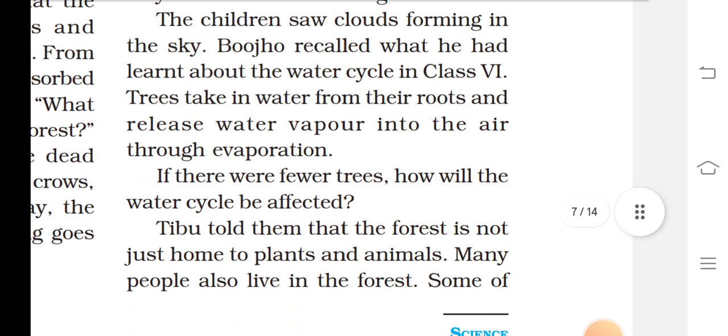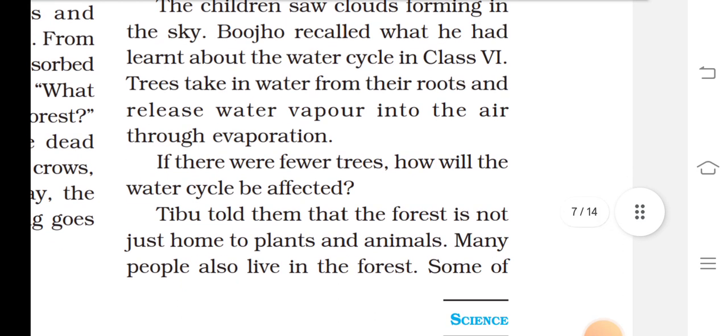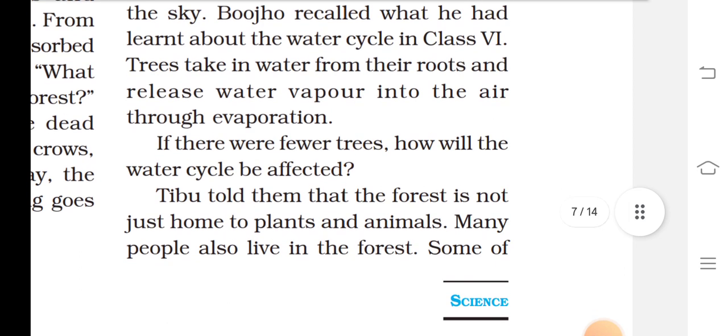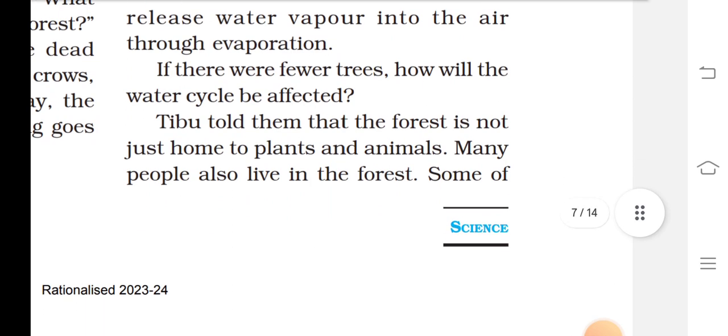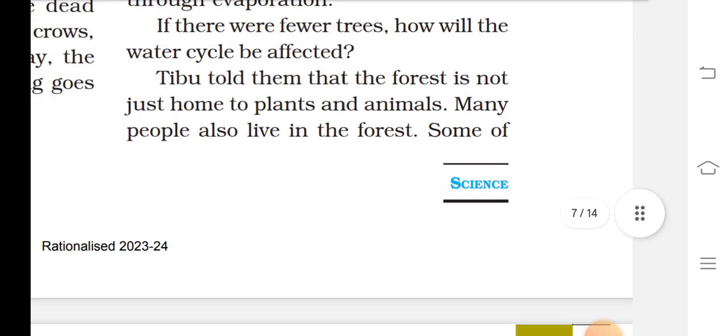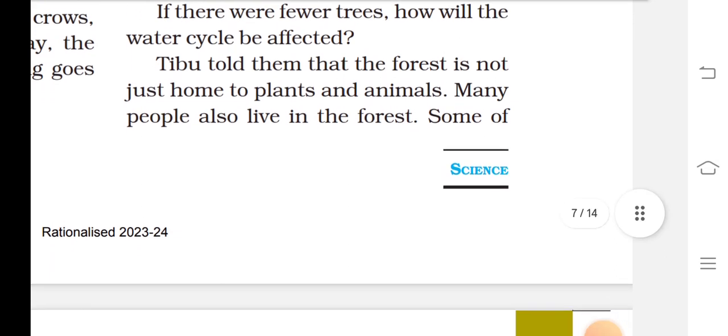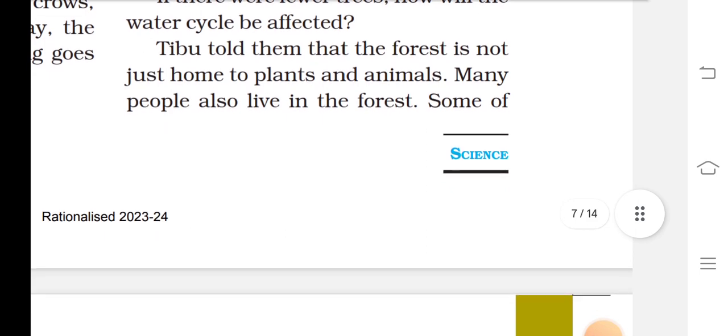The children saw clouds forming in the sky. Bujo recalled what he had learned about the water cycle in class 6. Trees take in water through their roots and release water vapor into the air through evaporation. If there were fewer trees, how would the water cycle be affected?